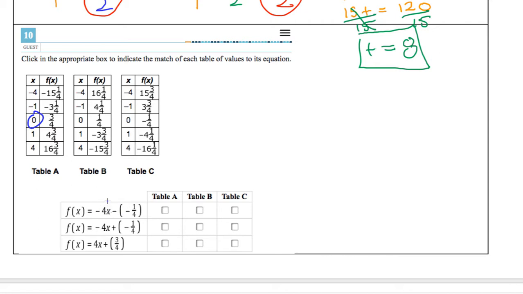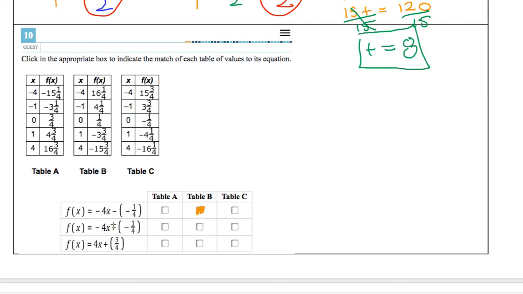If I plug in 0, so 0 goes in for x, that means negative 4 times 0 is 0. That whole term goes away. And I'm left with negative 1/4. Well, negative 1/4, when negatives kiss, they become positive. So the answer is positive 1/4. Which of these tables has positive 1/4 when I plug in 0? It's table B. Because I plugged in 0.